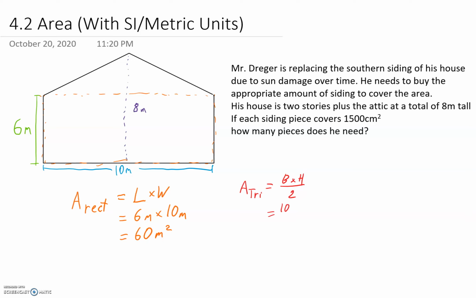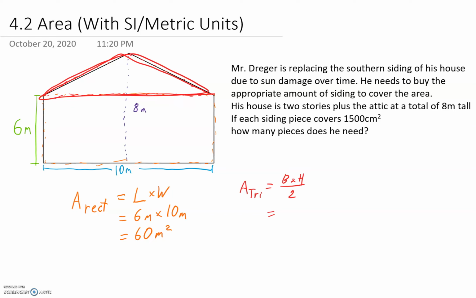Actually, before we even do that, what's our triangle? We have a triangle that goes up this way, up to the peak, across, and then down here. Hopefully you can see that triangle. Okay, so we have a triangle up there.